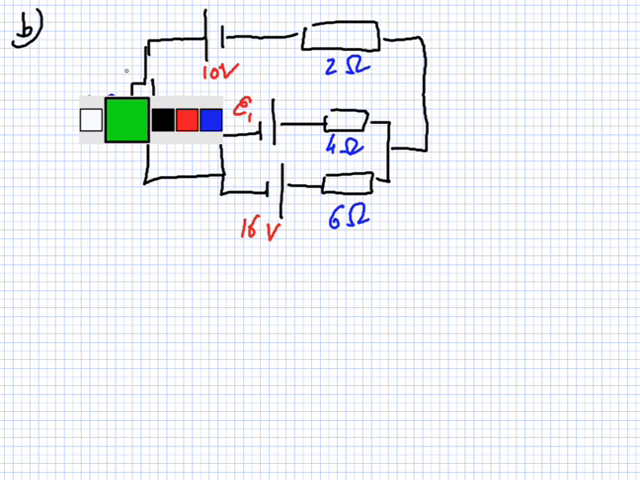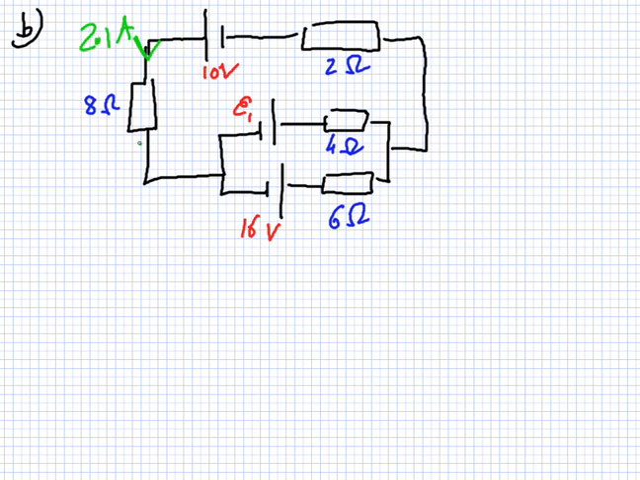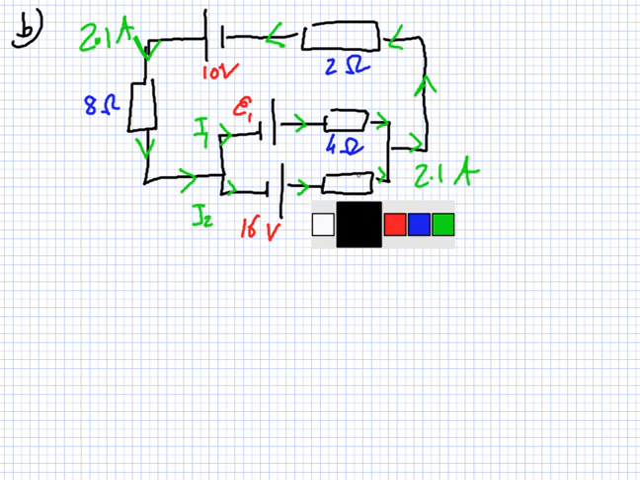And we know the current as well. So current in green. This is a 2.1 amp. It splits into an I1 and then an I2, and then it reconnects back to 2.1 amps. The question is asking me for what?